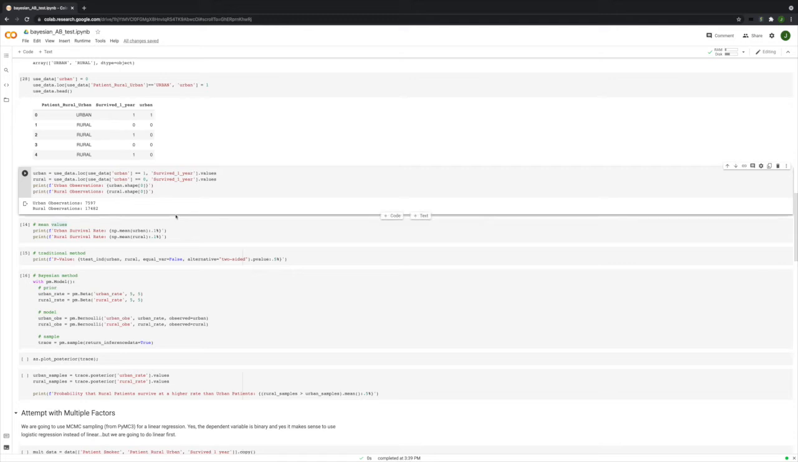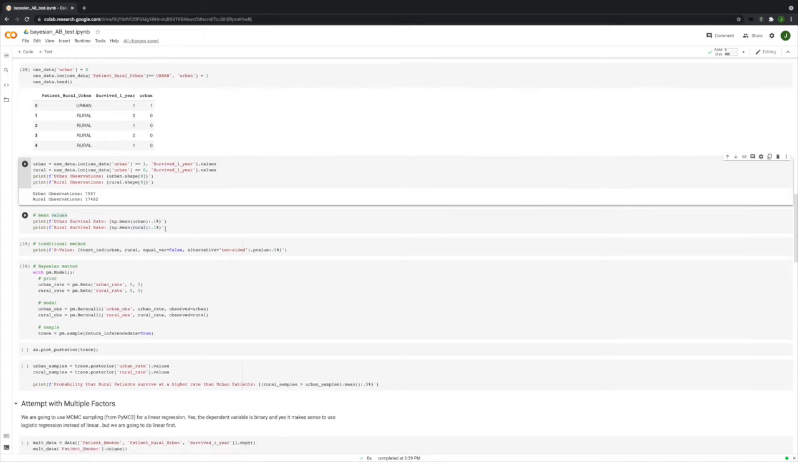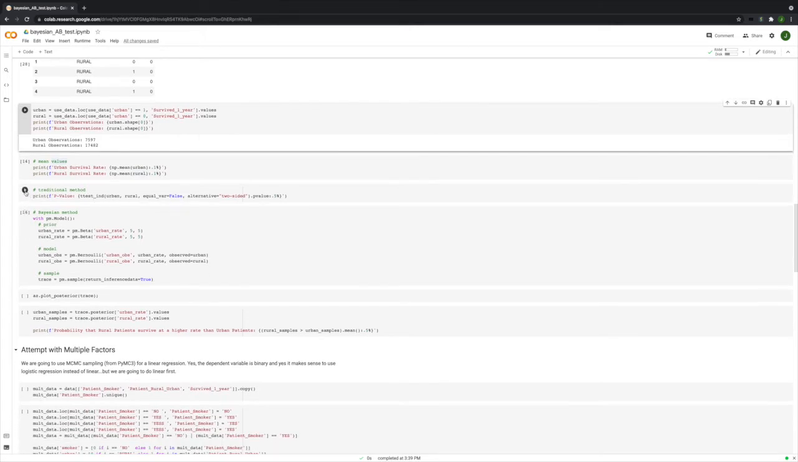And what this is really going to mean for our Bayesian hypothesis test is that the urban survival rate is going to be more spread out. We're going to have a wider range of possibilities for that one. Now let's do a traditional hypothesis test.